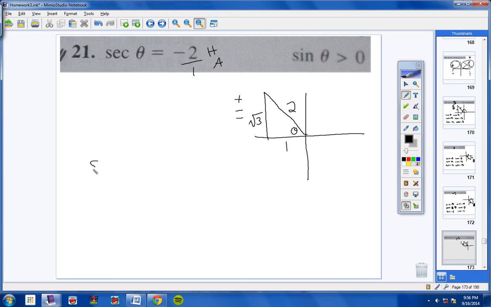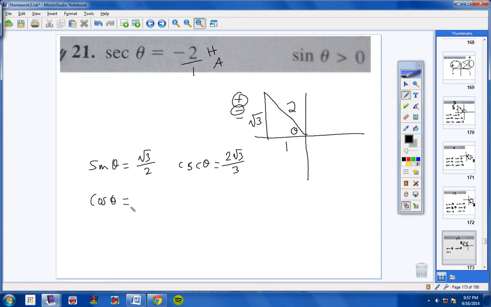And so here we go. Sine of theta is positive, and it would be opposite over hypotenuse, so square root of 3 over 2. And the reciprocal function cosecant of theta would be 2 over square root of 3. And if you rationalize that, you will get 2 square root of 3 over 3. Okay? And now let's go on to cosine.